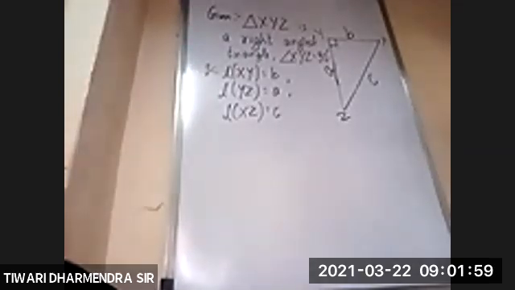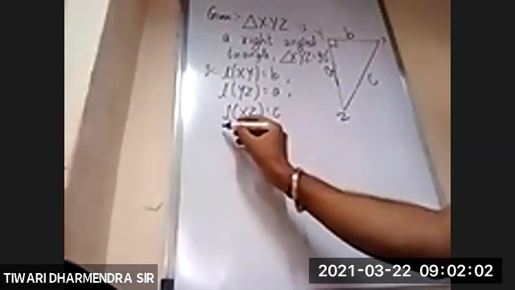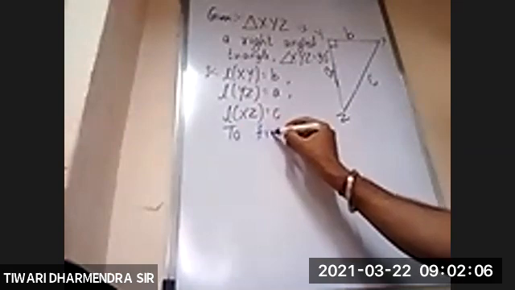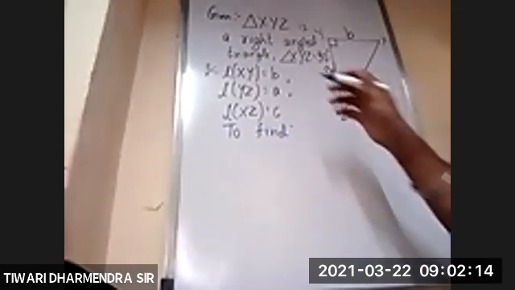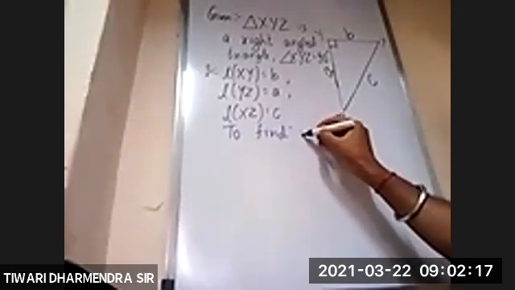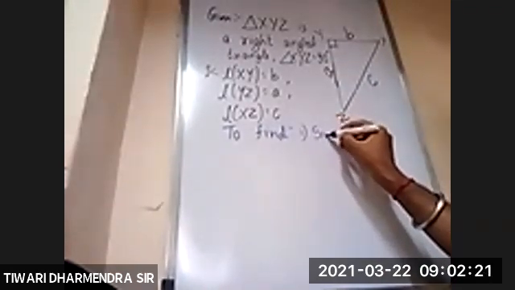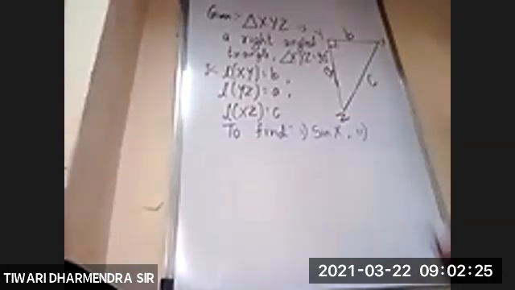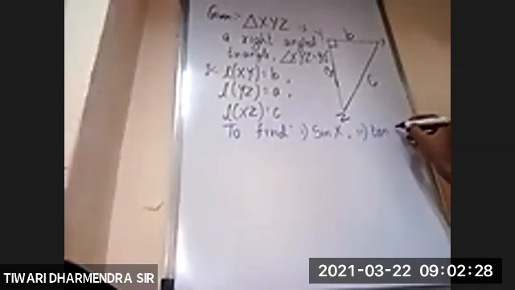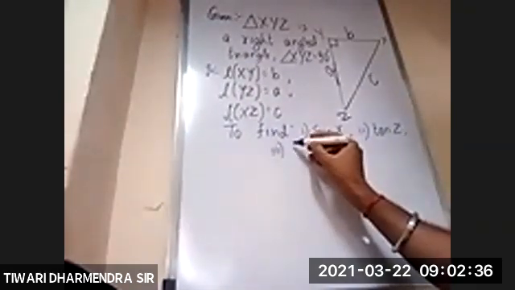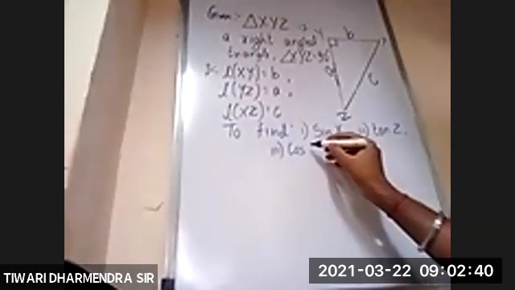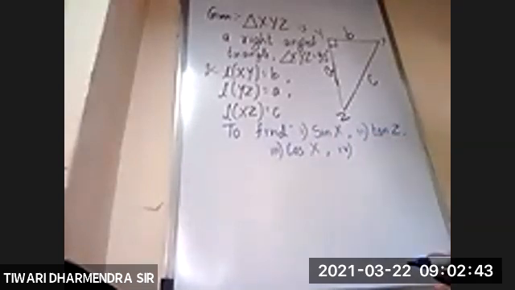So what they are asking us is to find: first, sine of x; second, tan of z; third, cos of x; and fourth, tan of x. We will execute this step by step. So let's start with sine of x.